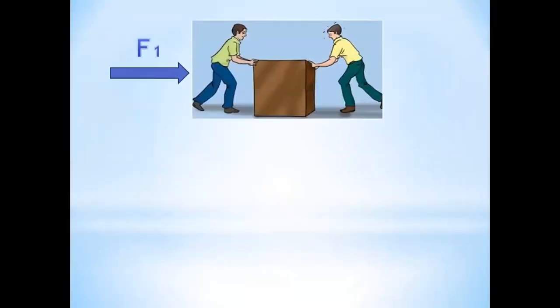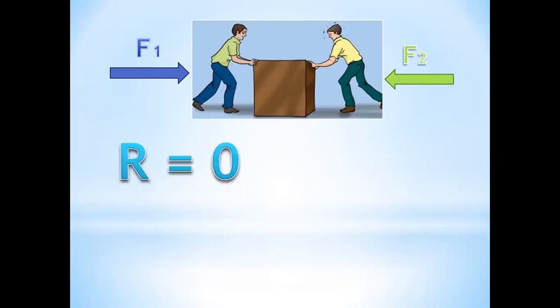Now let's say that I have the same box and the same two people are pushing the box from both sides in opposite directions, but this time the two forces are equal. They are equal in magnitude, but they are opposite in direction. What will be the resultant force? Will the box move? Of course it won't move. Why? Because if I subtract the two forces from one another, the resultant force is equal to 0.